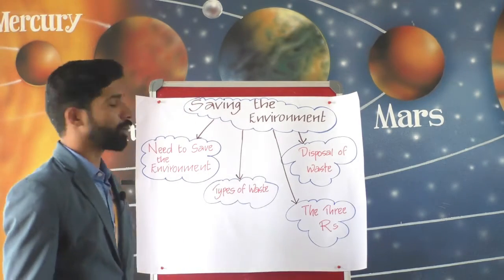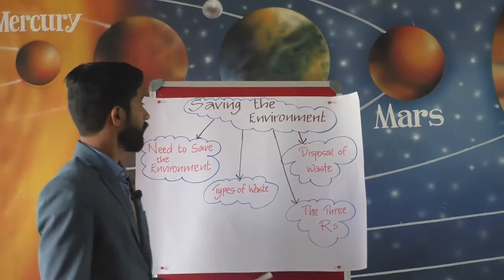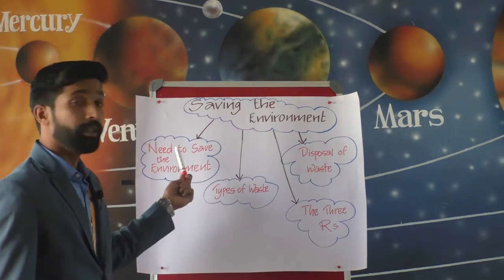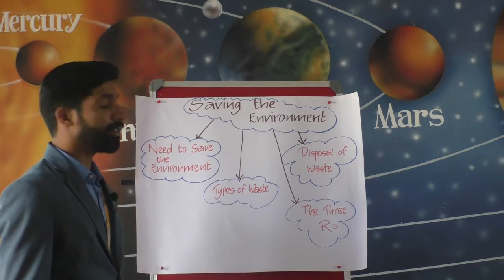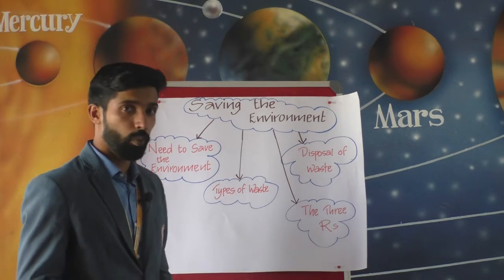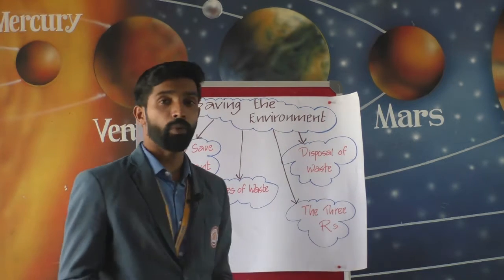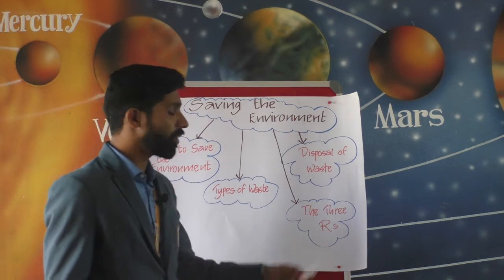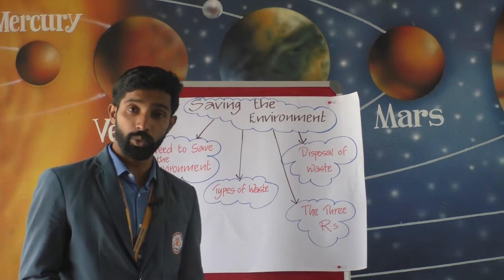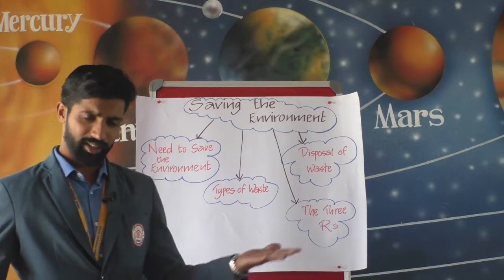So let us have a look into the mind map, saving the environment. In this chapter we will learn the need to save the environment and various types of waste and different ways of disposal of waste and the 3 R's of conservation: reuse, reduce and recycle. Let us learn together. Dear kids, what do you mean by environment?